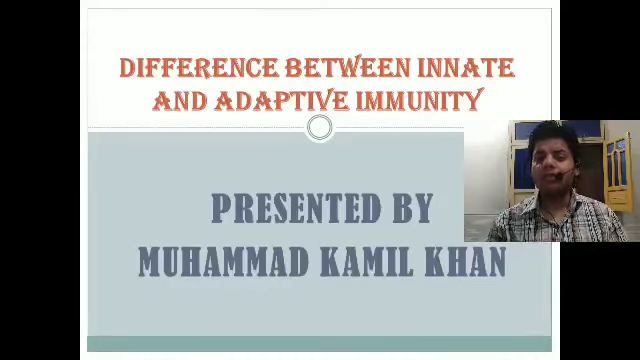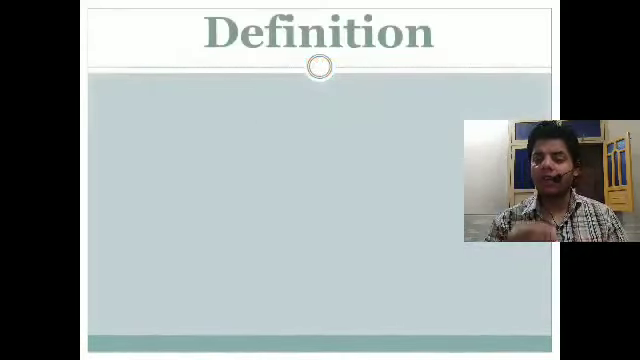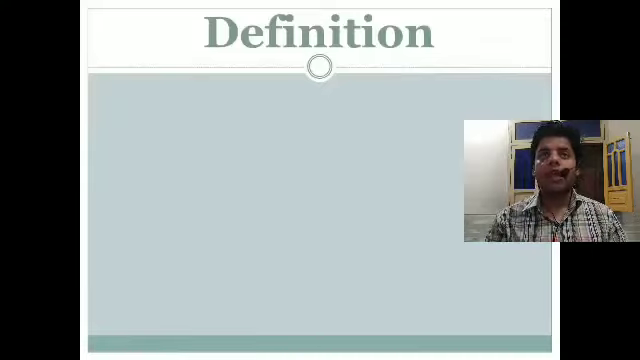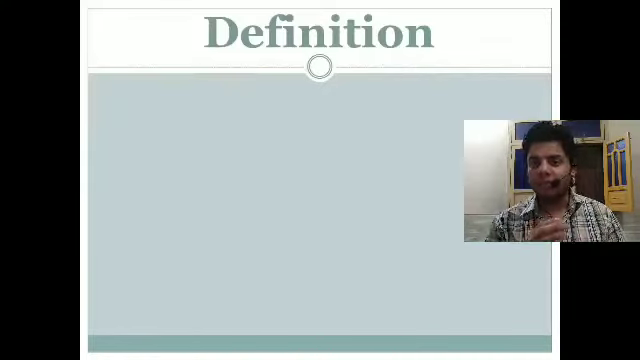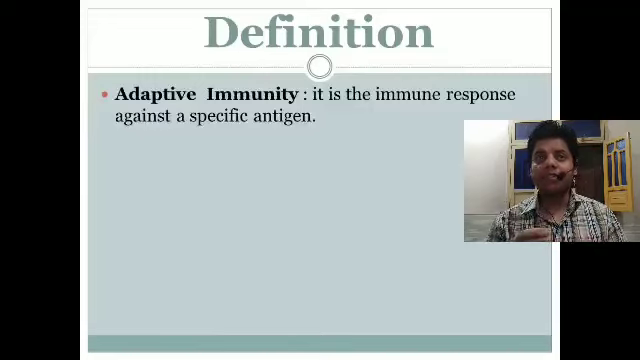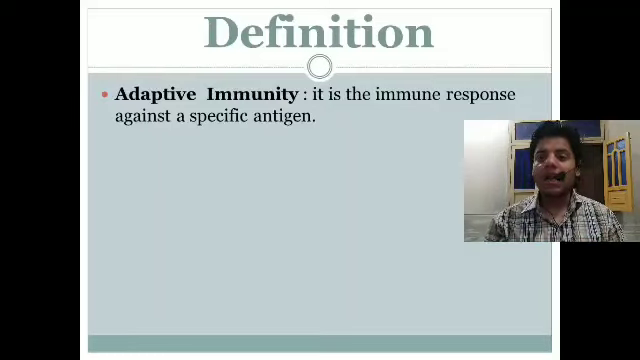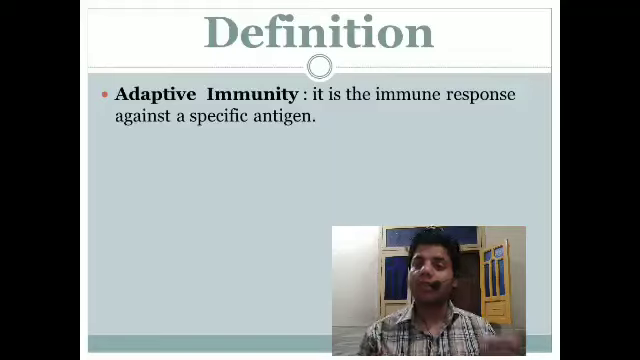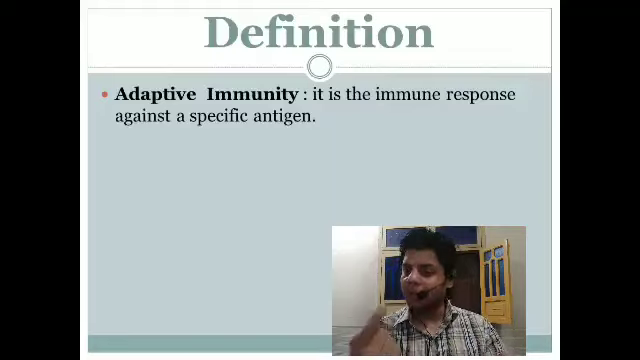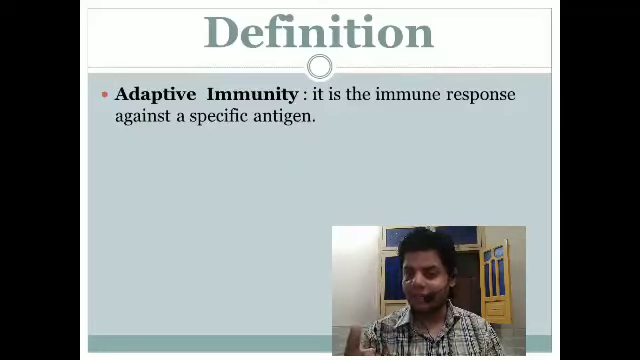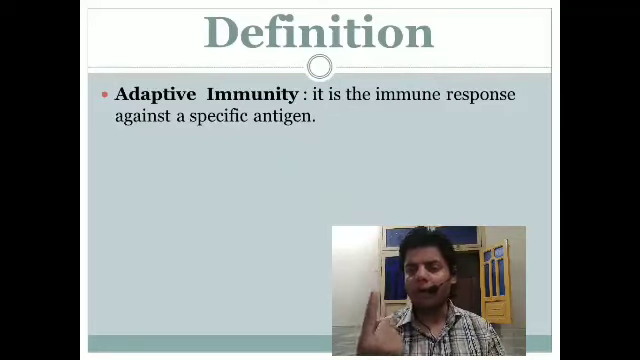First of all, let's talk about the difference between the definitions of innate and adaptive immunity. Adaptive immunity is the immune response against a specific antigen. It is the immunity which is activated against a specific microbe or a specific pathogen. For example, it may be activated against bacteria, one kind of microorganism.